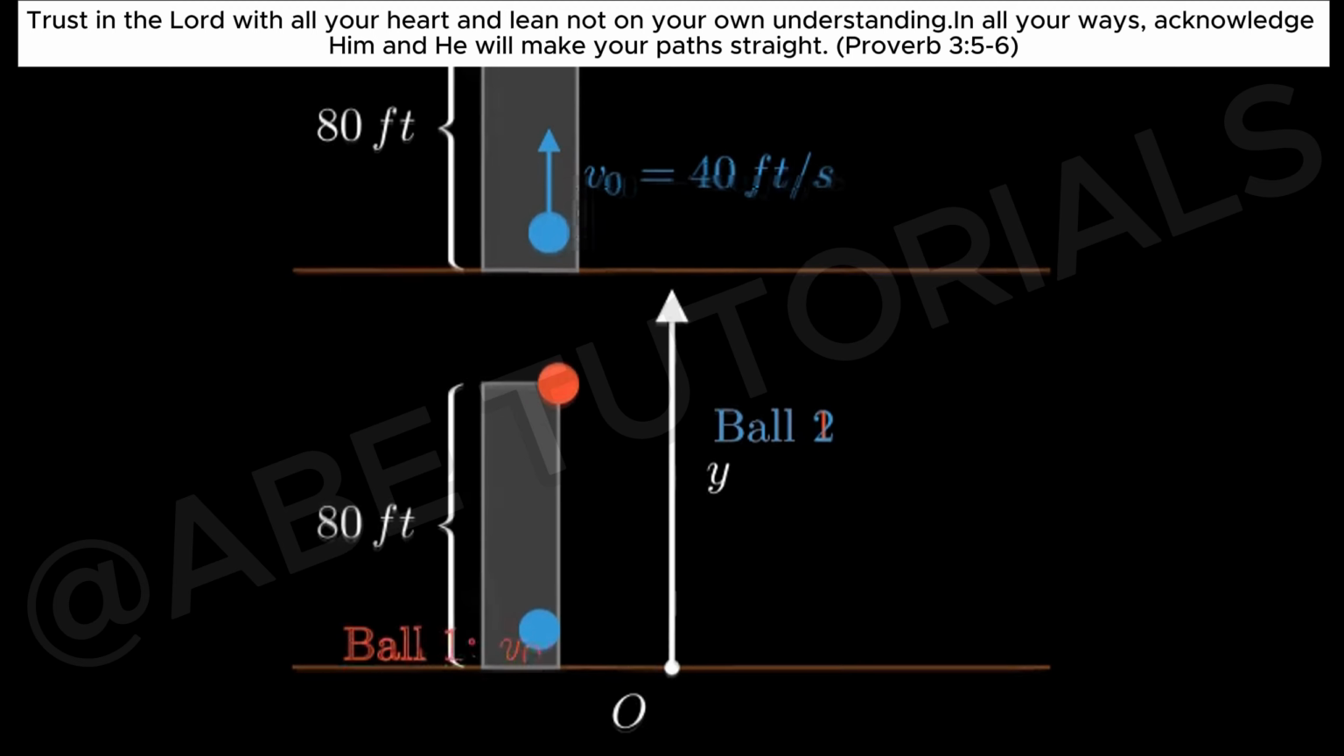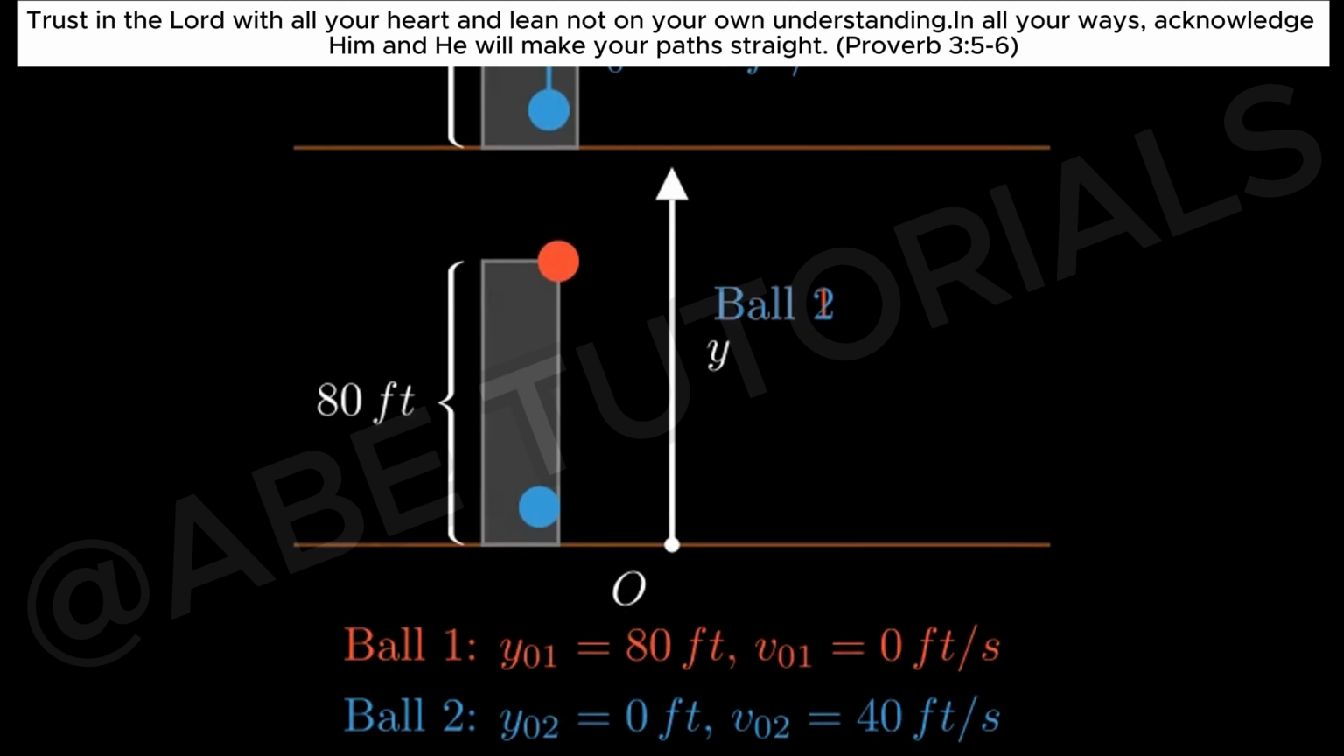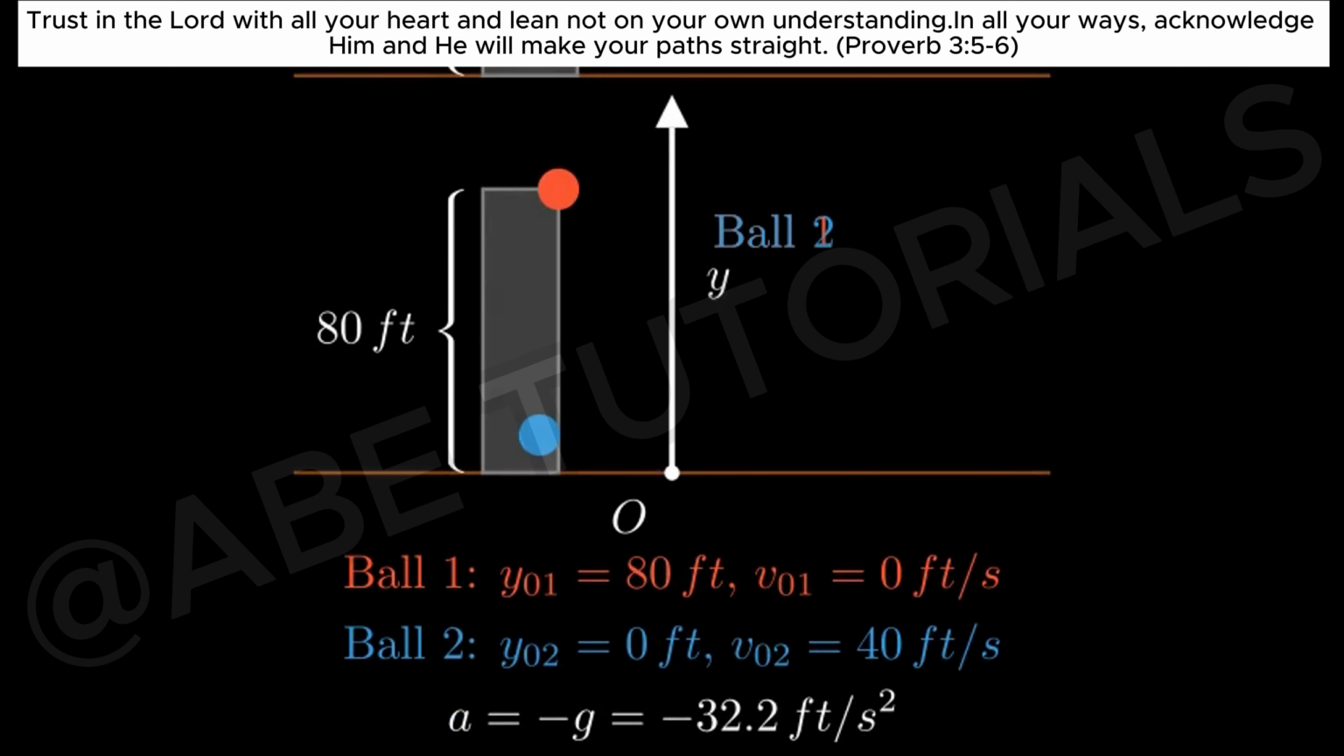from the ground. The initial conditions are, for ball 1, initial position y sub 01 equals 80 feet, and initial velocity v sub 01 equals 0. For ball 2, initial position y sub 02 equals 0 feet, and initial velocity v sub 02 equals 40 feet per second. Both balls are affected by gravity, which gives a downward acceleration of 32.2 feet per second squared. That means the acceleration value equals negative 32.2 feet per second squared when using our coordinate system.